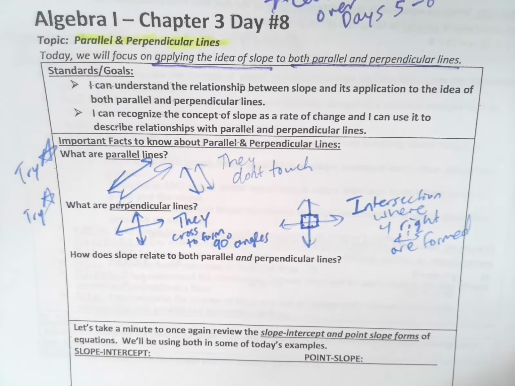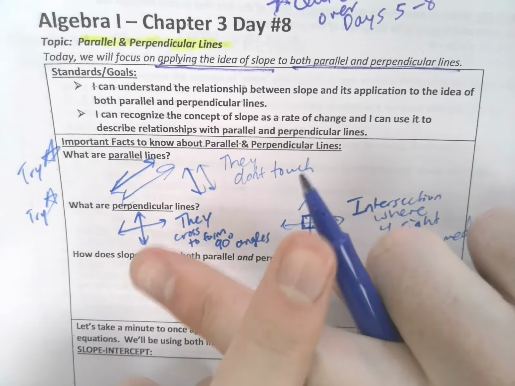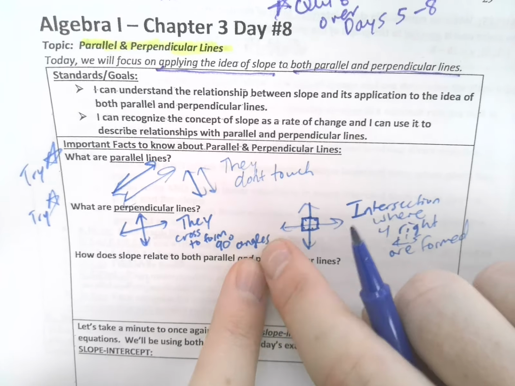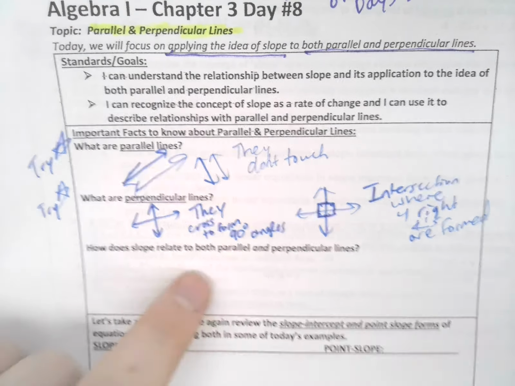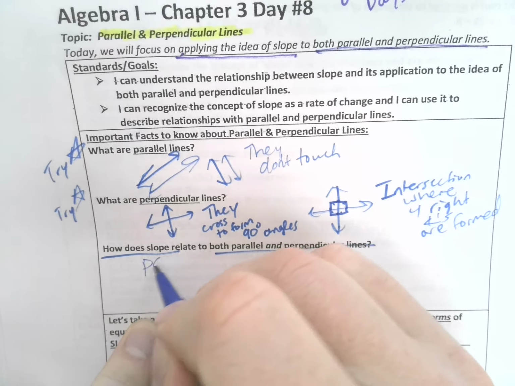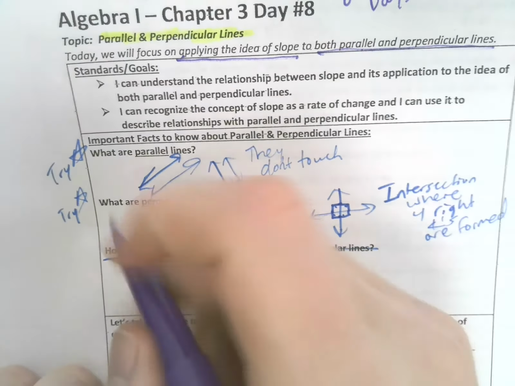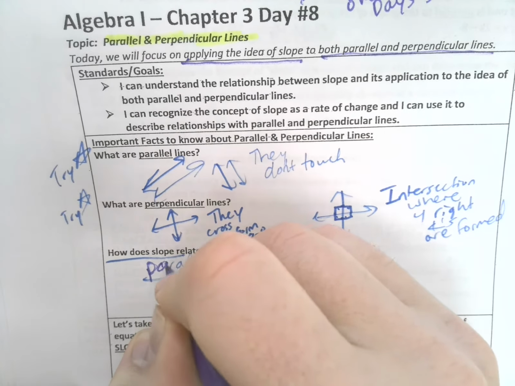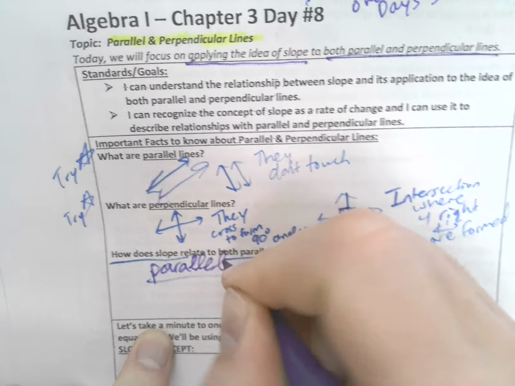Very specific here. So parallel lines, they are lines that never touch. Perpendicular lines are lines that cross to form 90-degree angles. So what does this have to do with slope? How does slope relate to both of these? Well, when it comes to parallel, my marker's running low. Let me see if I can rewrite that. This one's running low too, man. You gotta give me some more markers.